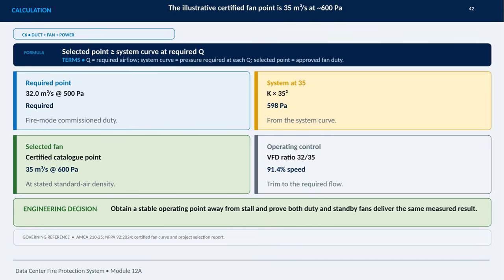To trim operation back to the required airflow, the variable frequency drive is set to a speed ratio of 32 divided by 35, or about 91.4% speed. The key engineering decision is proving a stable operating point away from stall. Commissioning must demonstrate that both the duty and standby fans deliver the same measured result. The calculation is supported by the system curve, the certified fan curve, and the project selection report, with AMCA 210-25 and NFPA 92:2024 as the governing references.